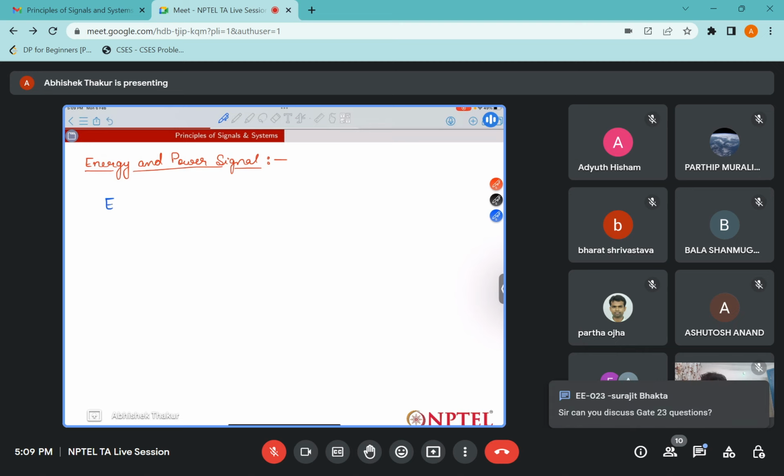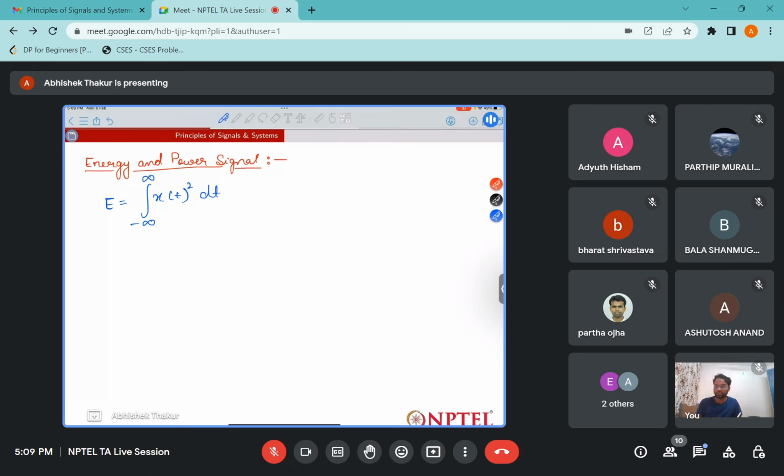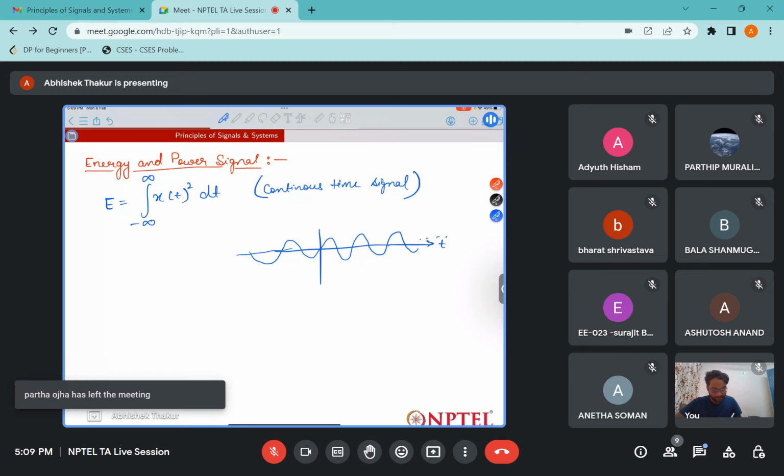So we have already studied that energy is given as the integration of x(t) square dt from minus infinity to infinity. This is the formula of energy for a continuous time signal. Now what is a continuous time signal? The signal which is continuous in the time domain. Like you can see sin t, this is a continuous signal, because for all values of t, sin t is defined. Then the energy of a continuous time signal is given by the above formula. Understood?